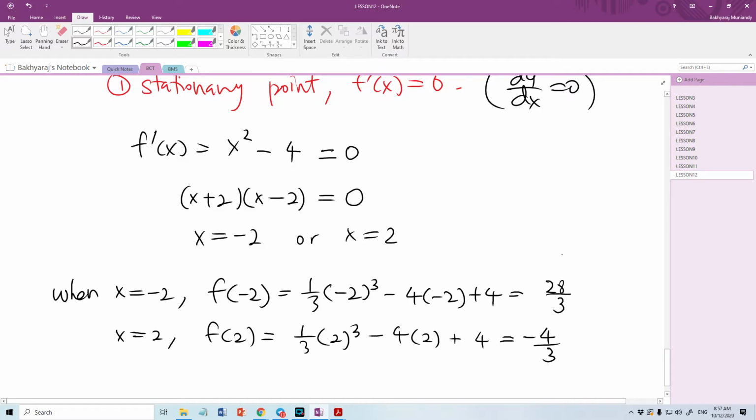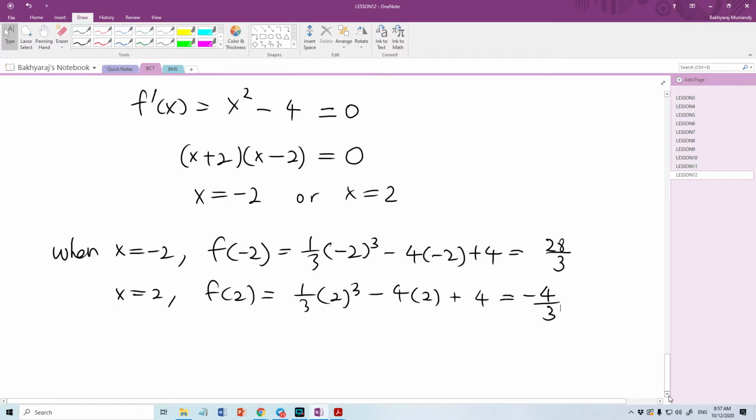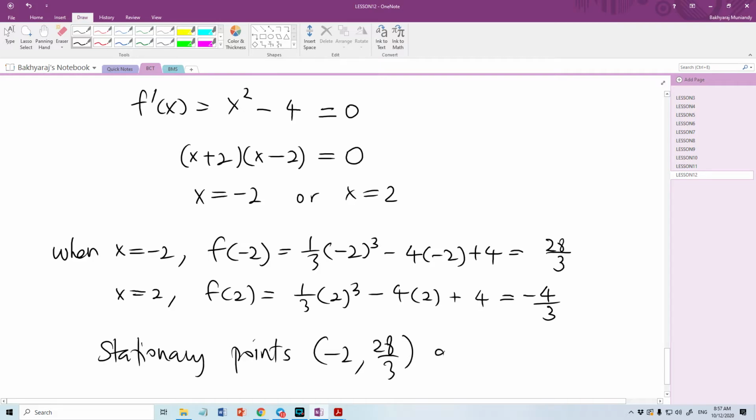Okay, so once we know the y value, then we already have the stationary points. The stationary points are (-2, 28/3) and (2, -4/3). Okay, so we have -2, 28/3, and 2, -4/3.